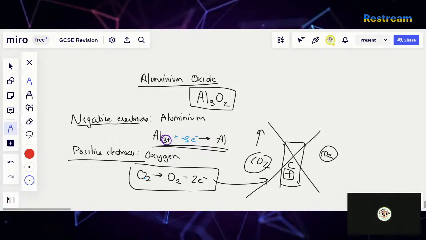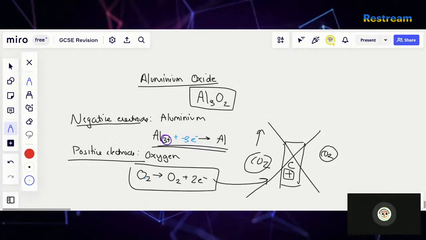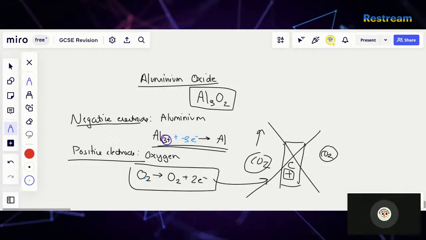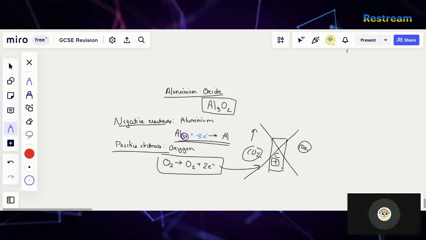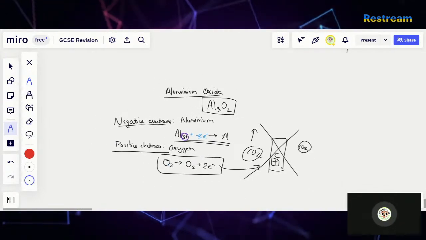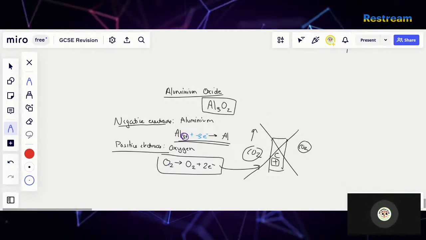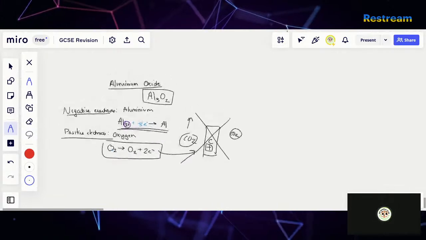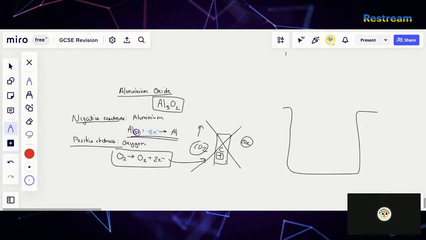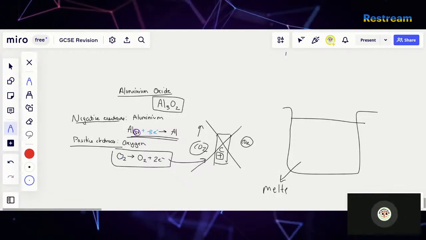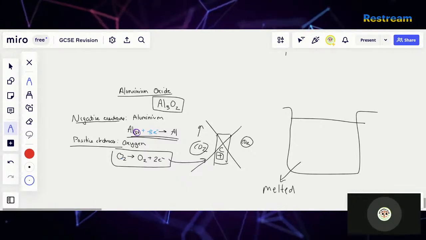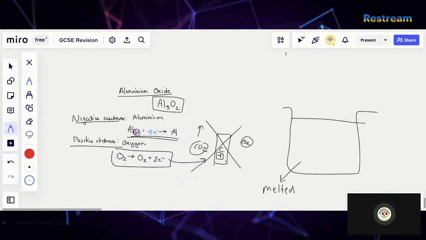Okay, let's move on to a little bit more. So the next question is, explain why a mixture is used as the electrolyte instead of using aluminium oxide. So what it's saying here is, when we have our beaker, for the electrolyte, you normally just put the melted version of whatever you're trying to separate. So if you're trying to separate sodium chloride, you just put the molten version of it in the liquid.